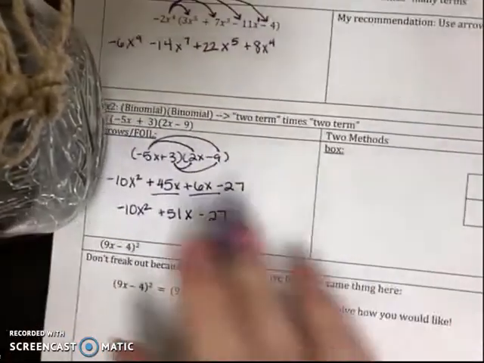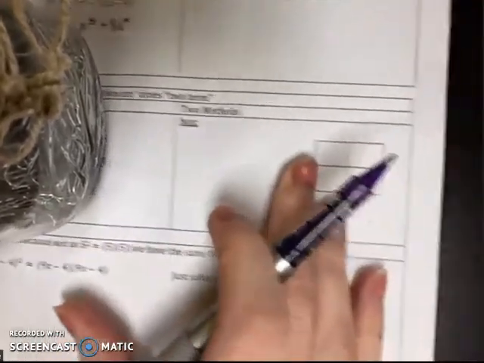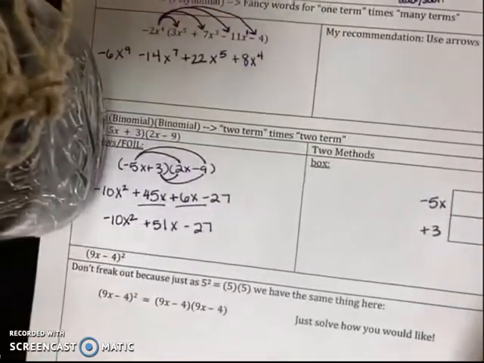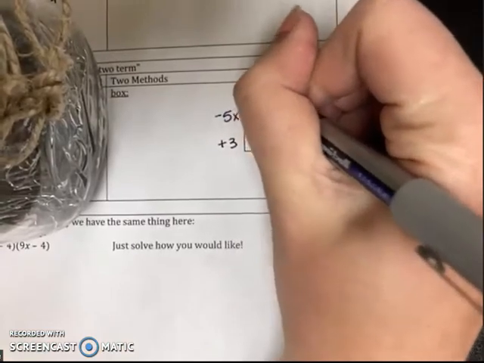My first set of parentheses is negative 5x plus 3. So I'm going to put a negative 5x and then a positive 3 here. And then my second binomial is 2x minus 9. So I'm going to go back here and do 2x minus 9.